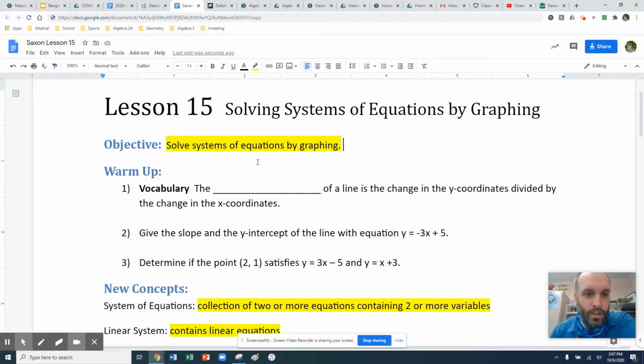And today we are on lesson 15, looking at systems of equations and solving them by graphing. So our one goal today is to solve systems of equations by graphing. And all the equations that we're going to use today are linear, which means they form a line, like we talked about in lesson 13.